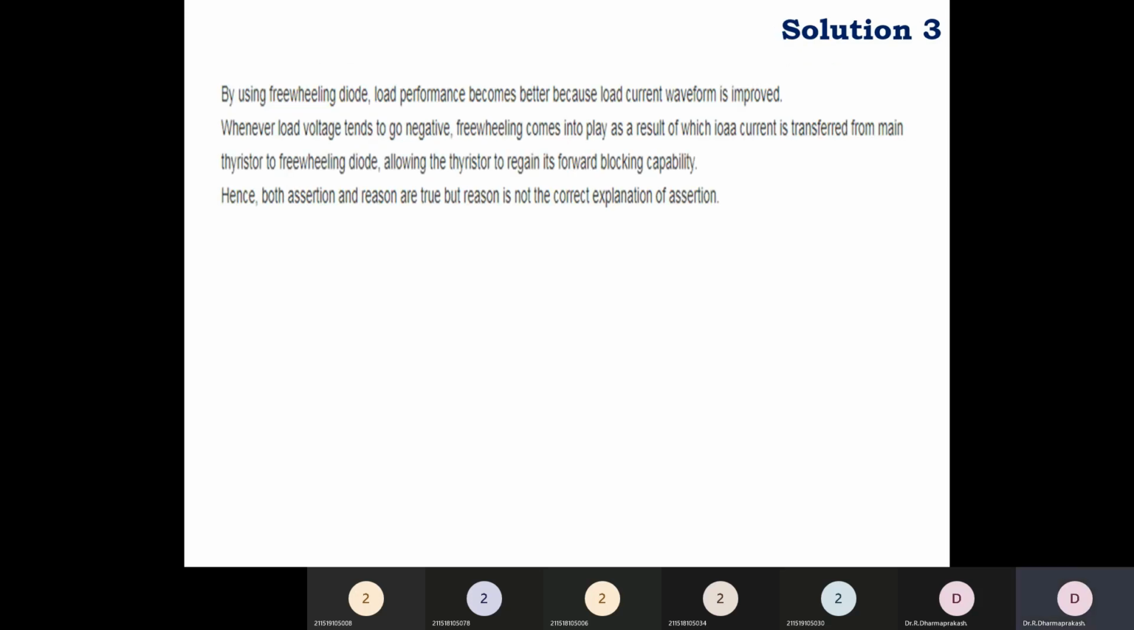By using the freewheeling diode, load performance becomes better because load current uniformity is improved. Whenever load voltage tends to go negative, the freewheeling diode comes into play, as a result of which load current is transferred from the main thyristor to the freewheeling diode, allowing the thyristor to regain its forward blocking capability. Hence, both assertion and reason are true, but reason is not the correct explanation for the assertion.